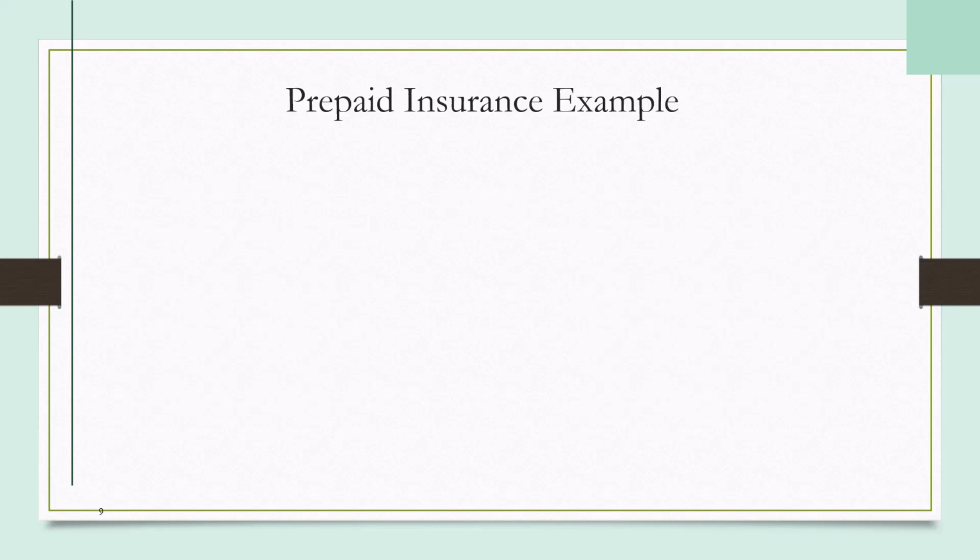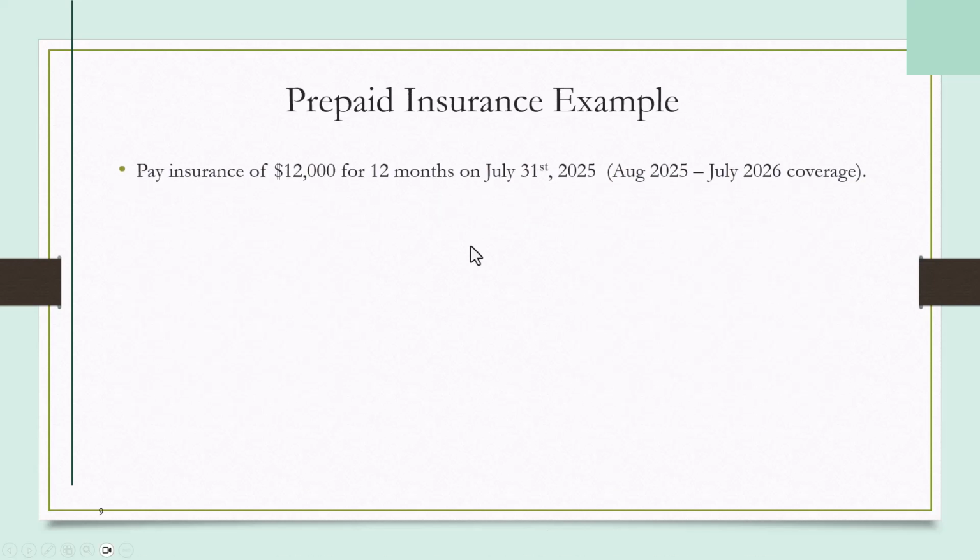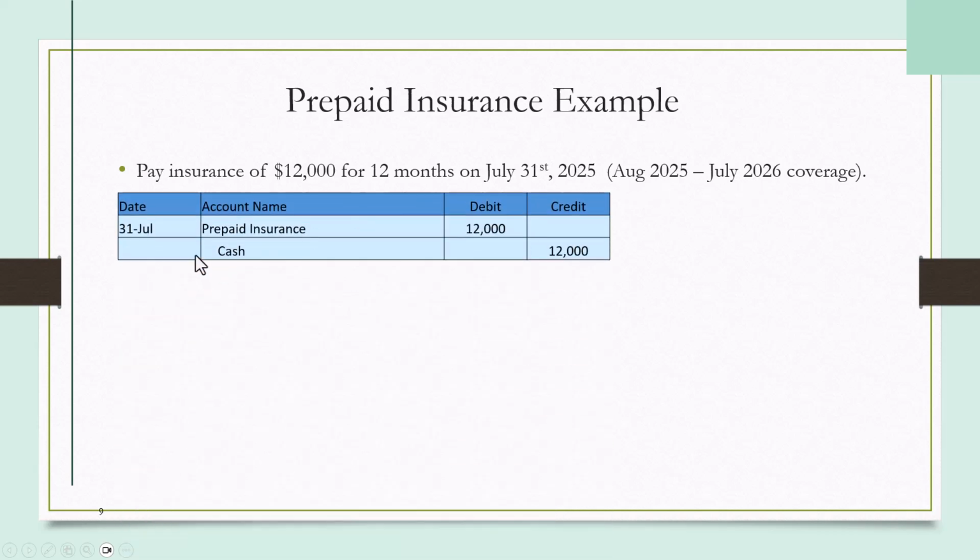So let's look at this with some entries. Let's assume that a business pays insurance of $12,000 for 12 months of insurance. They pay it on July 31st, and this is for coverage for the time period of August 2025 to July 2026. When they pay that insurance on July 31st, they would have a debit to prepaid insurance because at this point it's prepaid, and a credit to cash for $12,000.